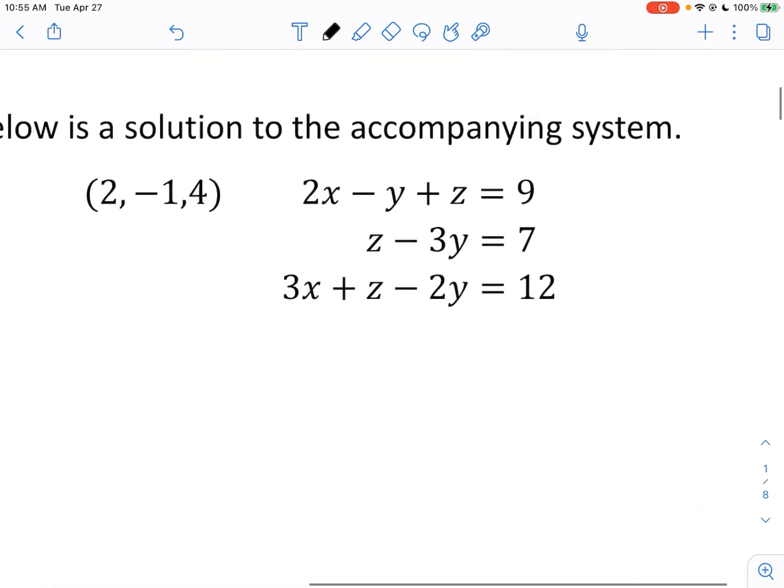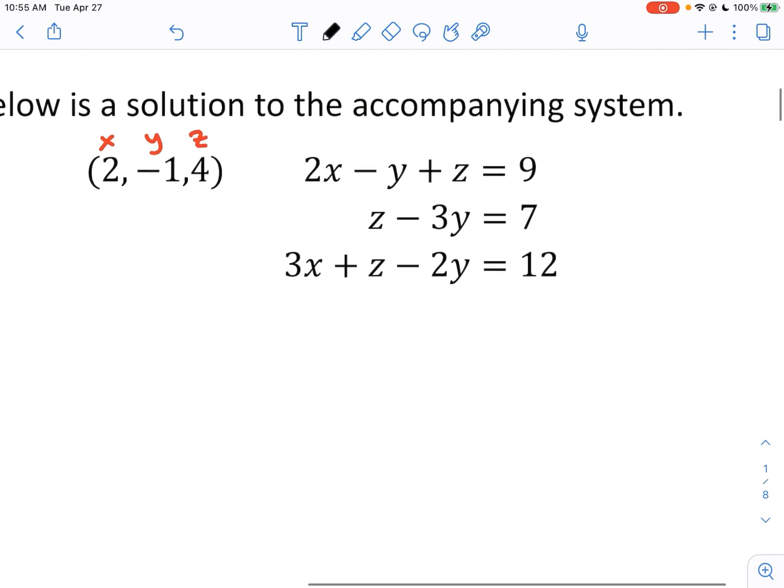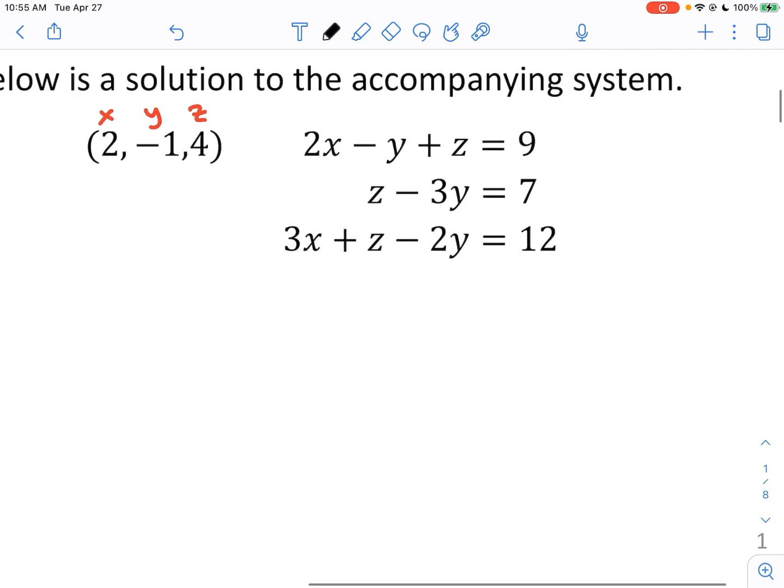Now in the 3-dimensional context, let's go with the convention that the first one's x, the second one's y, and the last one is z. Notice I cross my z's just so they don't look like 2's. I recommend you might do something similar. And let's check all 3 equations.